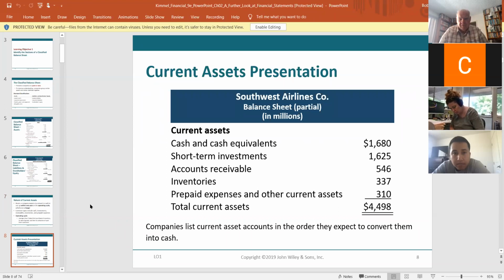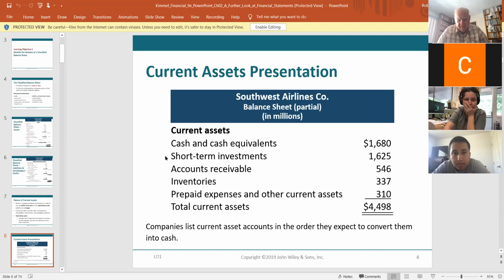And there again, they're showing you a presentation here. Southwest Airlines. These numbers are in millions. Wow. That means that Southwest Airlines has $1,680,000,000 worth of cash. So they got a ton of cash, it sounds like, huh? And then they have short-term investments, accounts receivable, inventory, prepaid expenses, which we'll talk about in a little bit. Total current assets, $4,498,000,000. Current assets are listed in terms of liquidity.